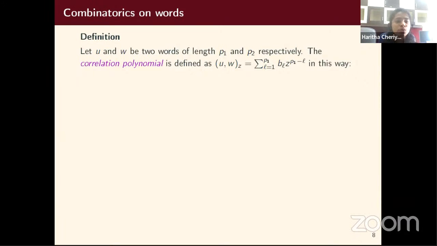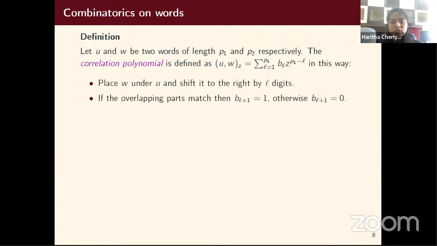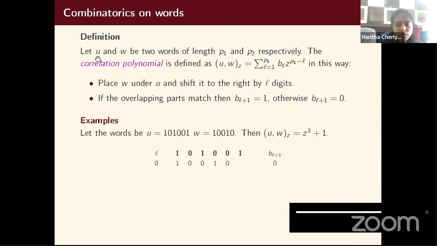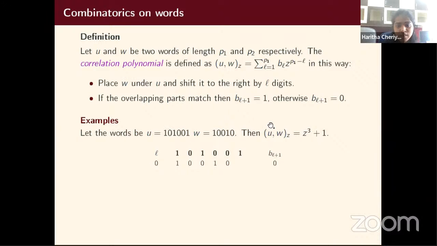You start with two words U and W, where U is of length p1. Then the correlation polynomial is a polynomial where the coefficients are either 0 or 1, which are obtained in the following way. You place W under U and shift it to the right by L digits, and then look at the overlapping parts. If they match, then b_(L+1) is 1, and otherwise it's 0. So for example, you place W under U and look at the overlapping parts.